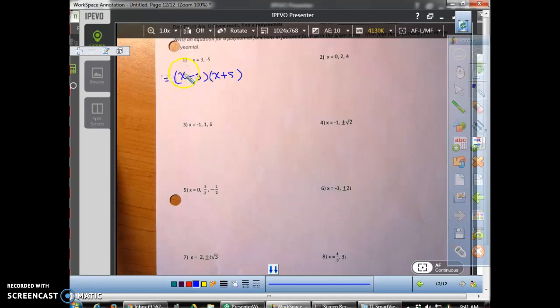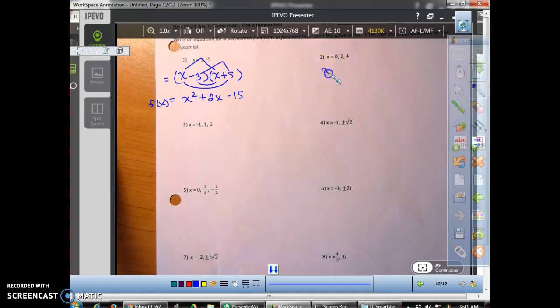And I'm just going to multiply these together however you like to do it. So I like to do x times x, which is x squared. My outer is plus 5x. My inner is minus 3x, giving me 2x. And then here I get minus 15. So this is the answer to the very first one, f of x, because you're supposed to write it as a polynomial function. And then for number 2, I'll just set this one up for you.